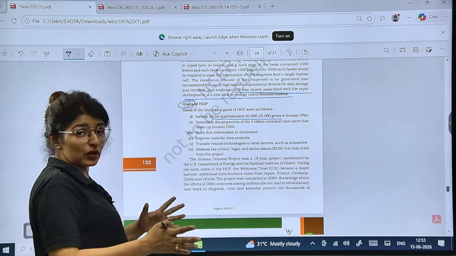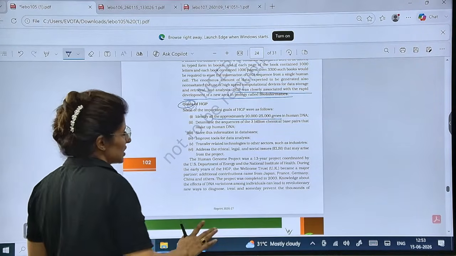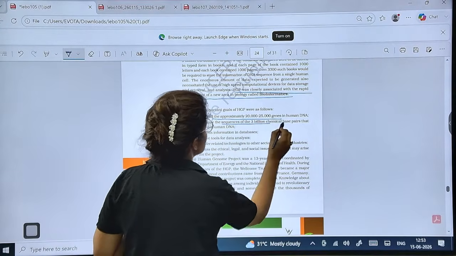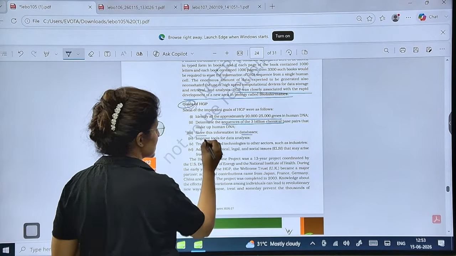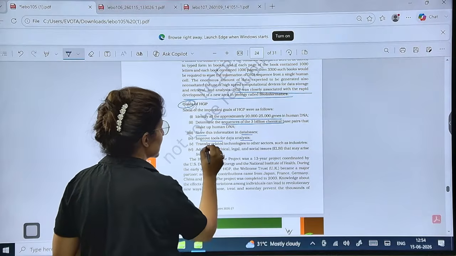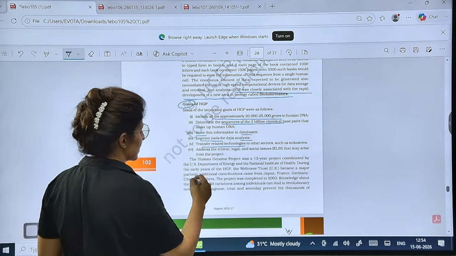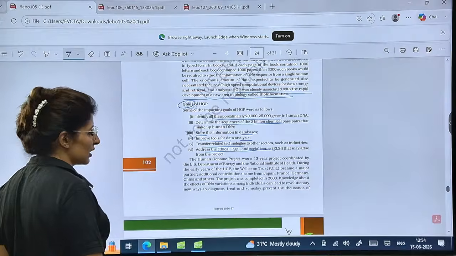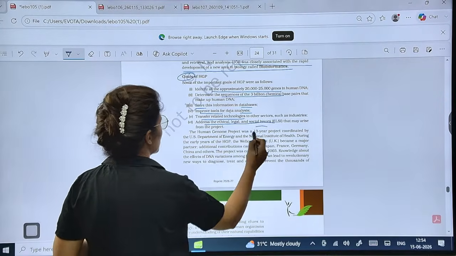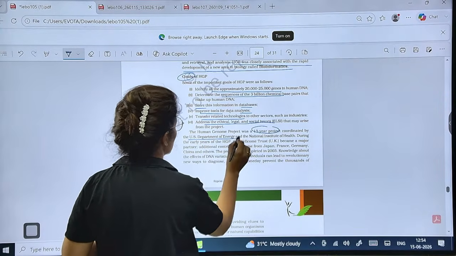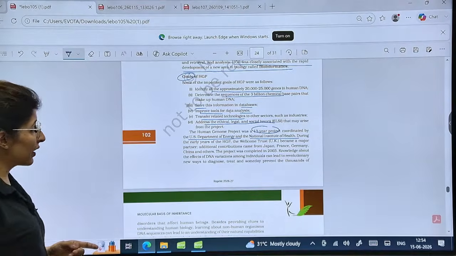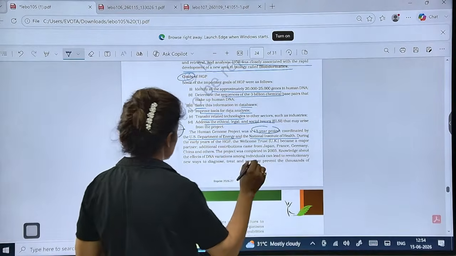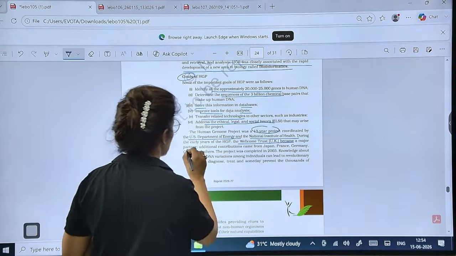But later on, we got to know there are around 30,000 genes in human. So determine all the sequences, 3 billion chemical base pairs, store this information in database, improve the tools for data analysis, transfer this technology to other sectors, and address the different issues. See, told you, 13-year long project, mainly coordinated by US Department of Energy and NIH, that is National Institute of Health. The major partner was Wellcome Trust of UK.